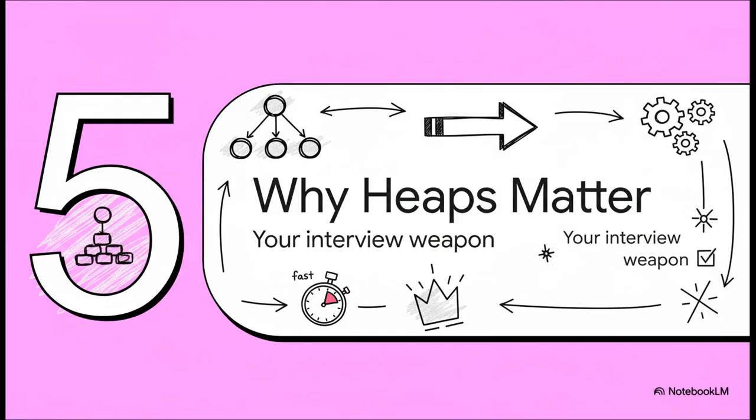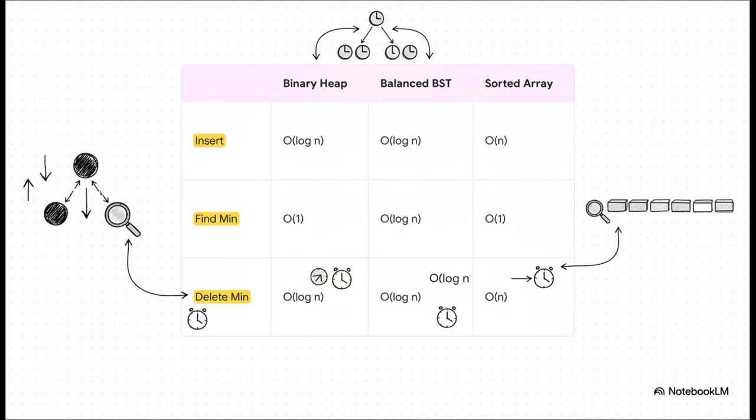So why does any of this matter? Why have we gone through all this trouble? Because heaps are your secret weapon, especially when you're staring down a tricky problem in a coding interview that's all about priorities. Let's put the binary heap head-to-head with some other options. You could use a sorted array, right? Finding the smallest thing is instant, O(1). But try adding something new, you have to shift everything over. That's slow. What about a balanced binary search tree?